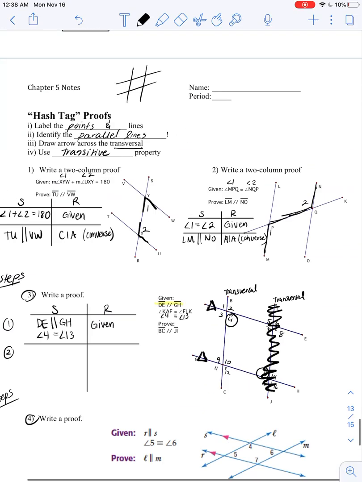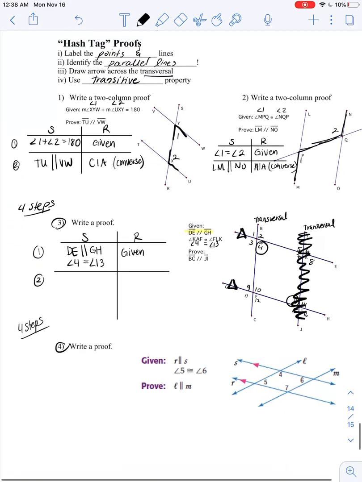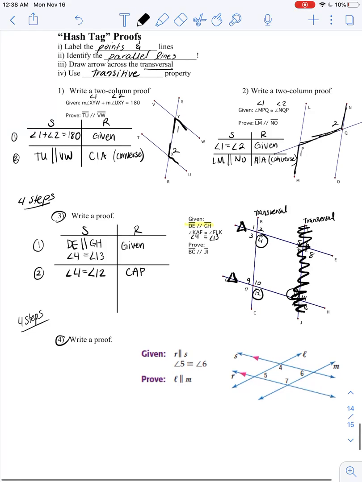And then we're going to look and say, all right, with angle 4, since that's the one that we're working off of, what is angle 4 equal to? So I can say, because the 2 lines are parallel, angle 4 is equal to, let's just go angle 12. So we know angle 4 is equal to angle 12 because those lines are parallel, which means that they are corresponding angles.